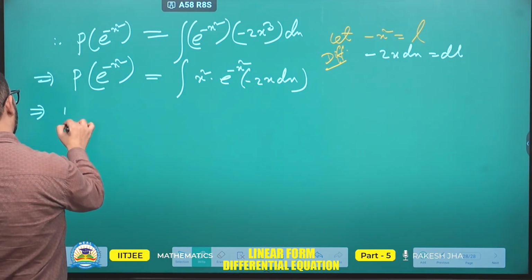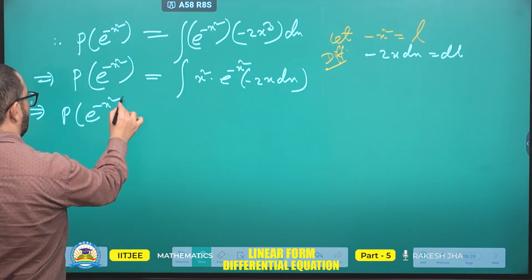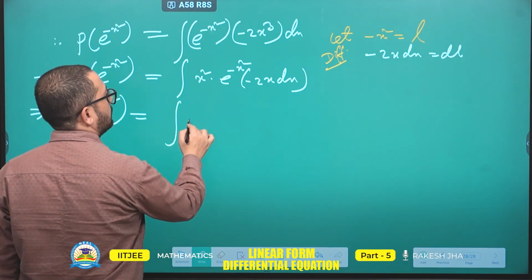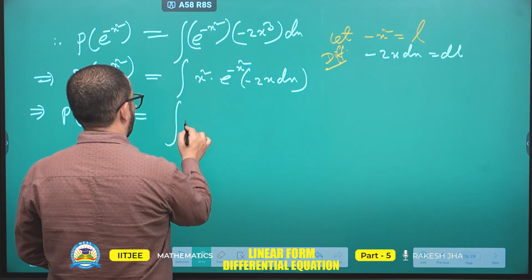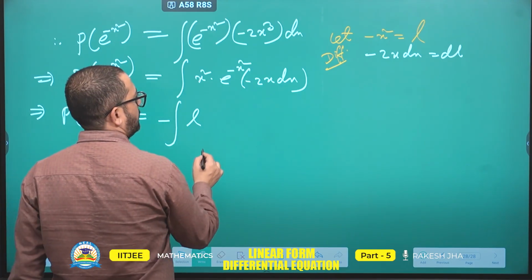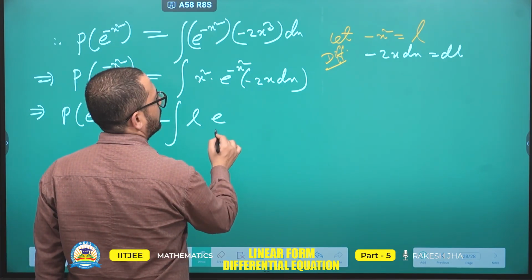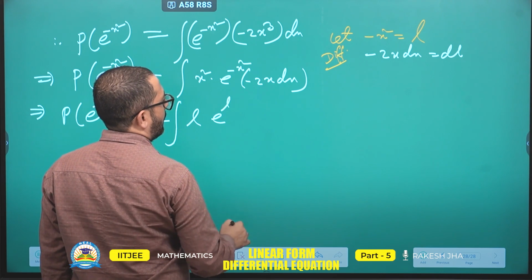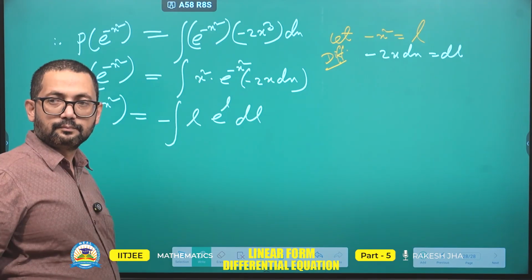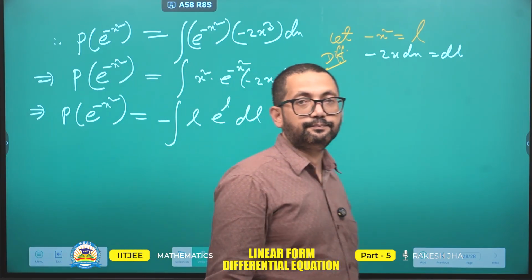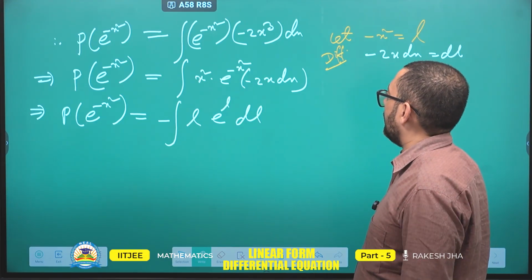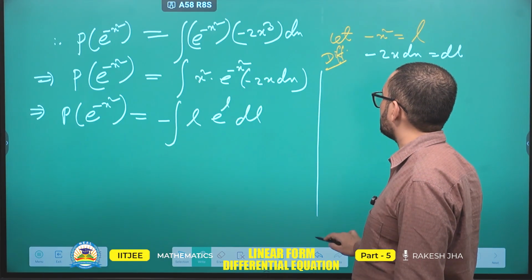So the next step would be p times e raised to the power minus x square is equal to, here x square we have assumed as L, minus L, so it would be minus of L e raised to the power L and then dL. Okay, so we have done this, and now we have to go for integration by parts.